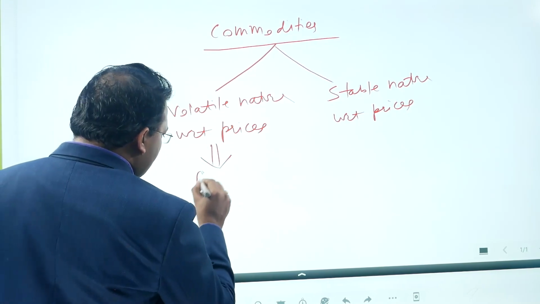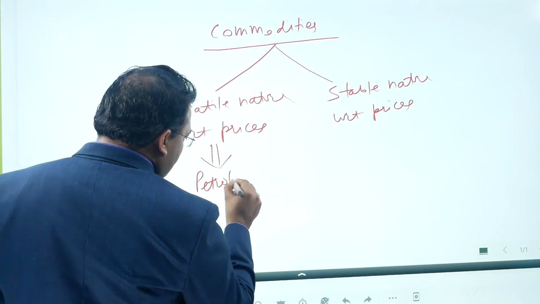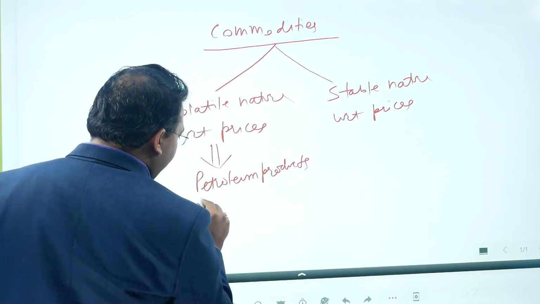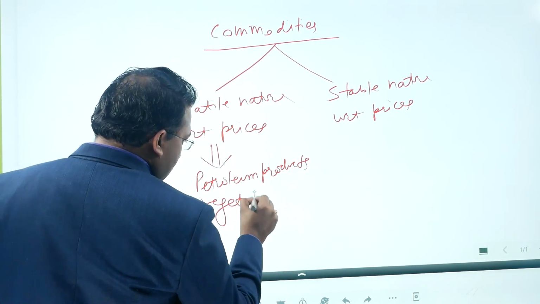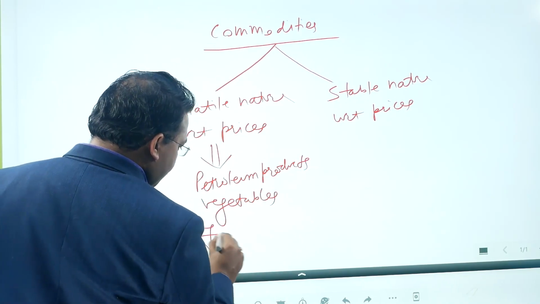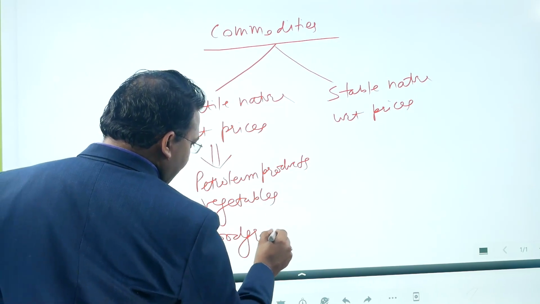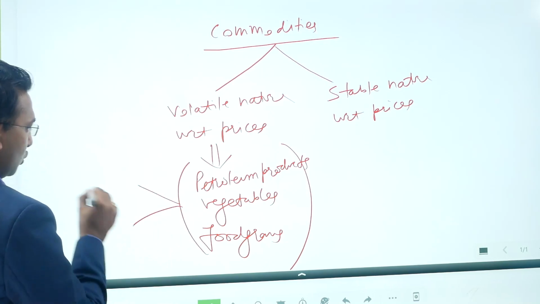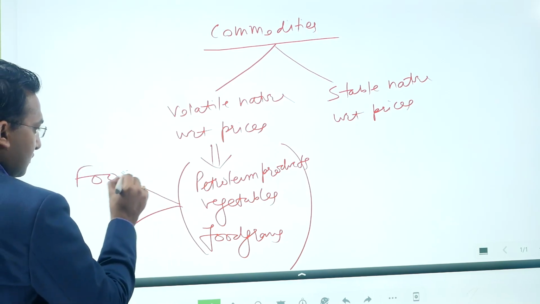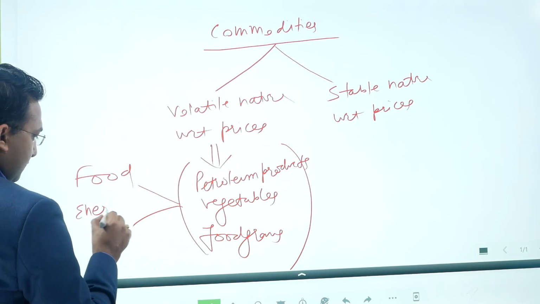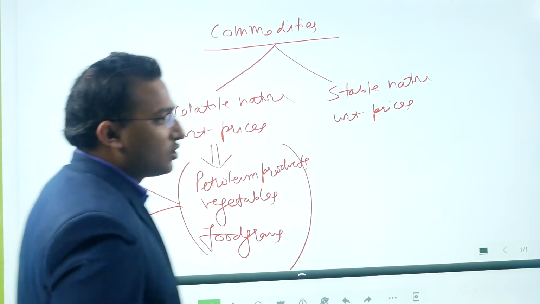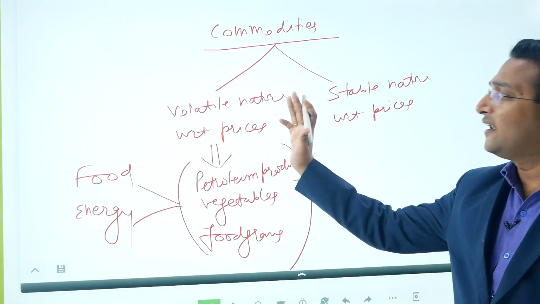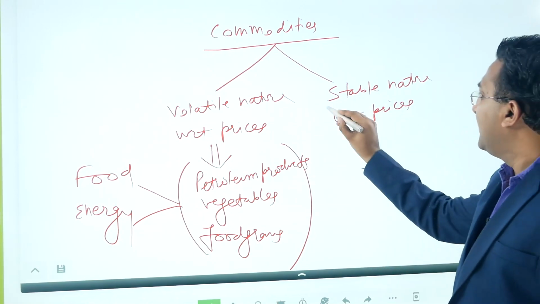So examples include petroleum products, vegetables, food grains, right, etc. And overall we can classify all of them into the food items and energy items. So the food items and energy items are those items which are having the volatile prices.